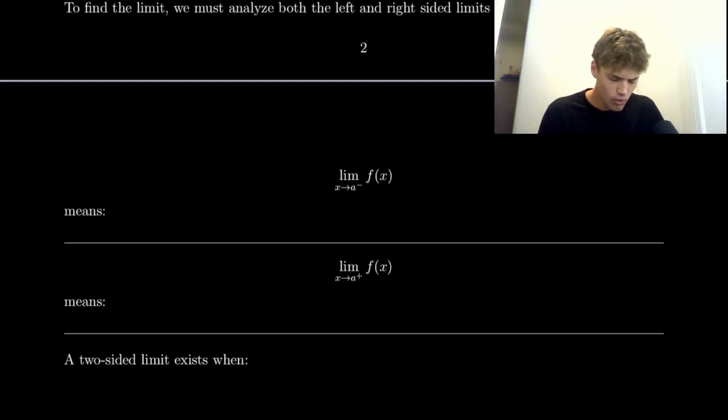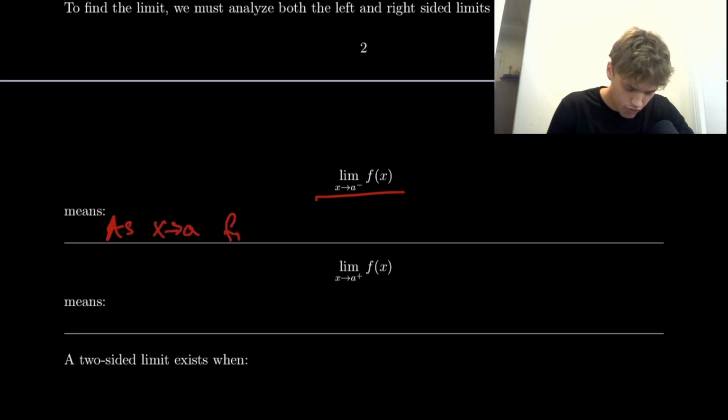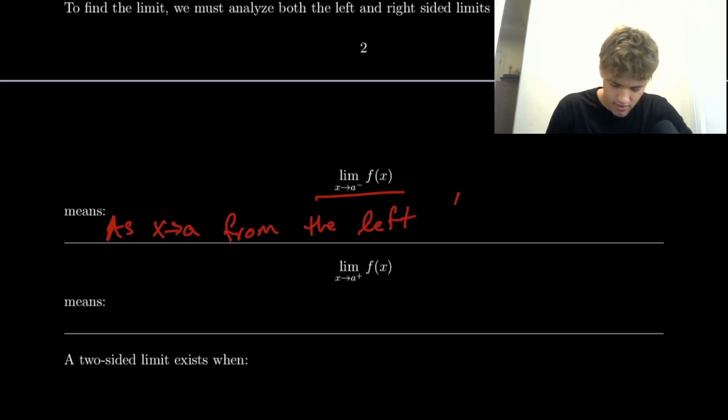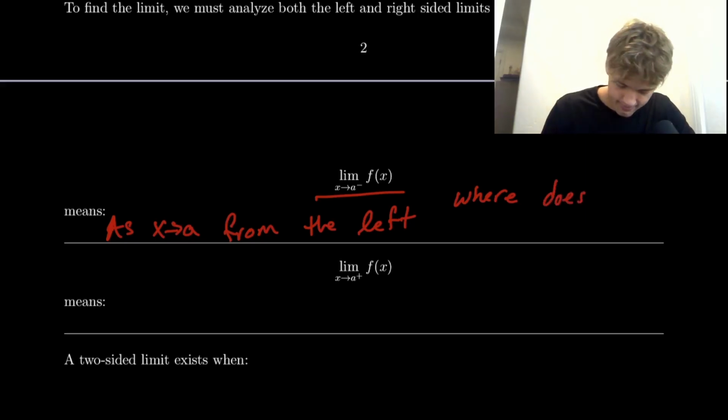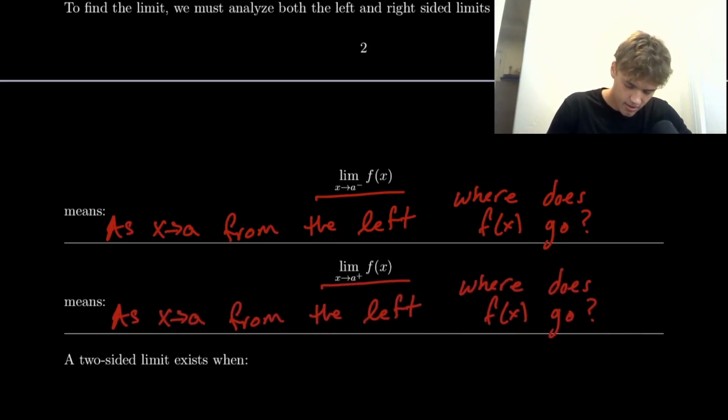So what does the left-hand limit mean? It's the same thing as x approaches a from the left. Then where does f of x go? And with the other side, it's the same thing. If we approach a, but this time not from the left, this time we're going to approach it from the right.